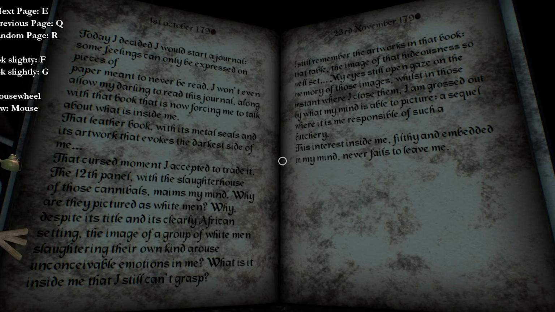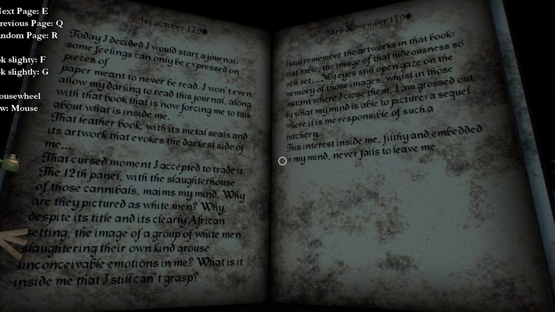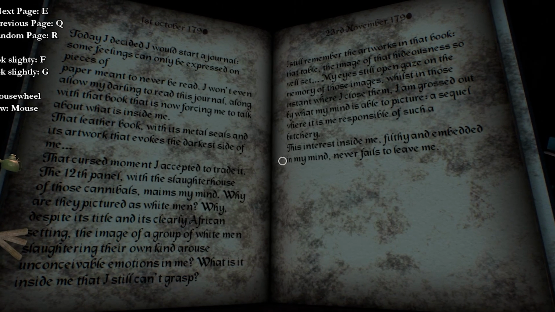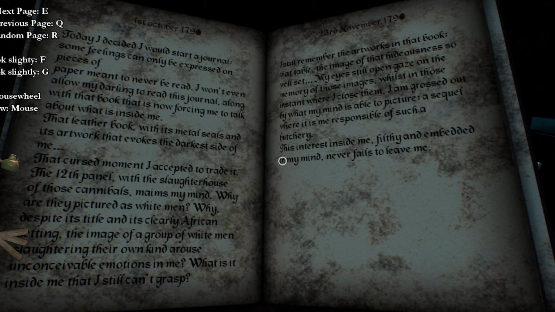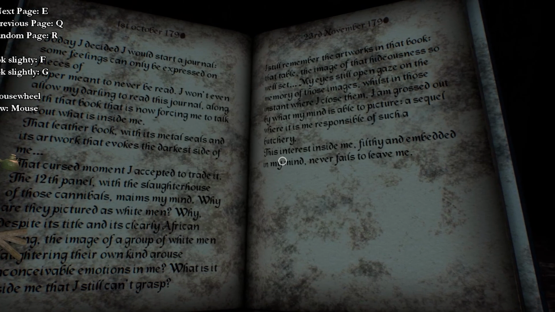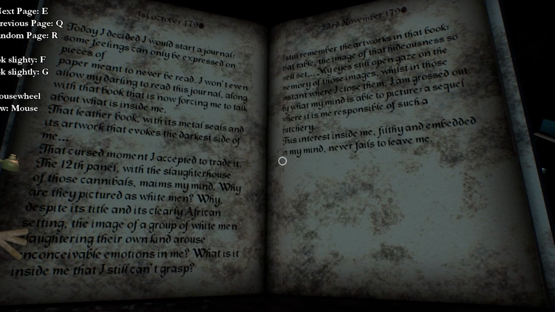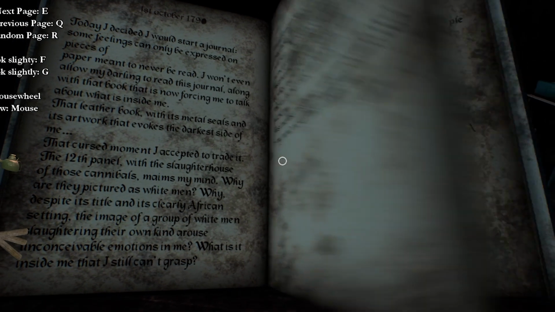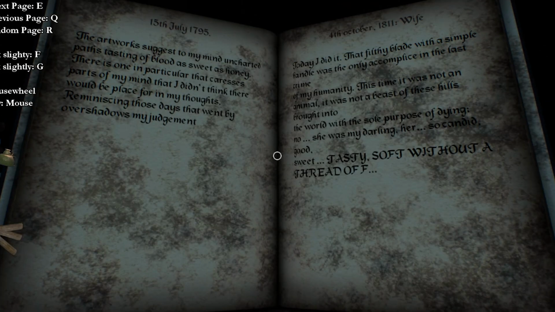I still remember the artworks of that book. I made the image of that hideousness so well set. My eyes still open and gaze on the memory of those images, whilst in those instants where I close them, I am grossed out by what my mind is able to picture. A sequel where it is me responsible for such butchery. This interest inside me, filthy and embedded in my mind, never fails to leave me. The artwork suggests to my mind uncharted paths, tasting of blood.